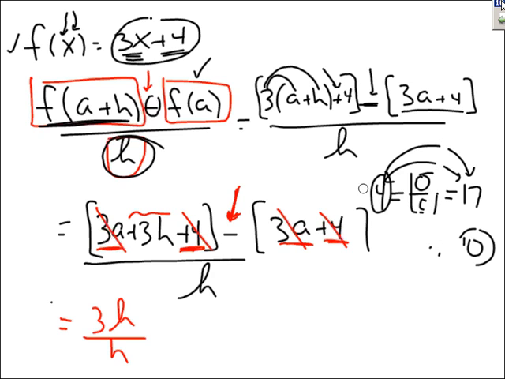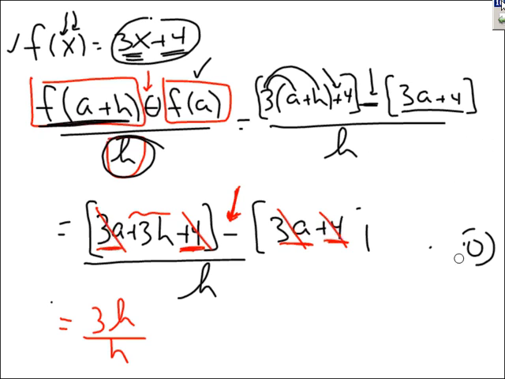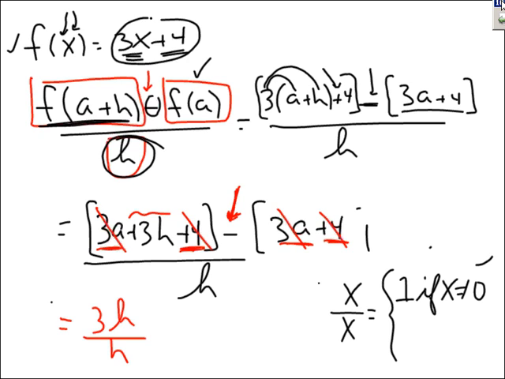Okay, so let me just erase this, please. And then we'll talk about what x over x, or h over h, or k over k equals. X over x is called the piecewise function. It equals 1 if x is not 0. If the top and the bottom are both the same, but they're not 0, when you divide them, you get 1. But if x is 0, I just told you what 0 over 0 is. It's called indeterminate.